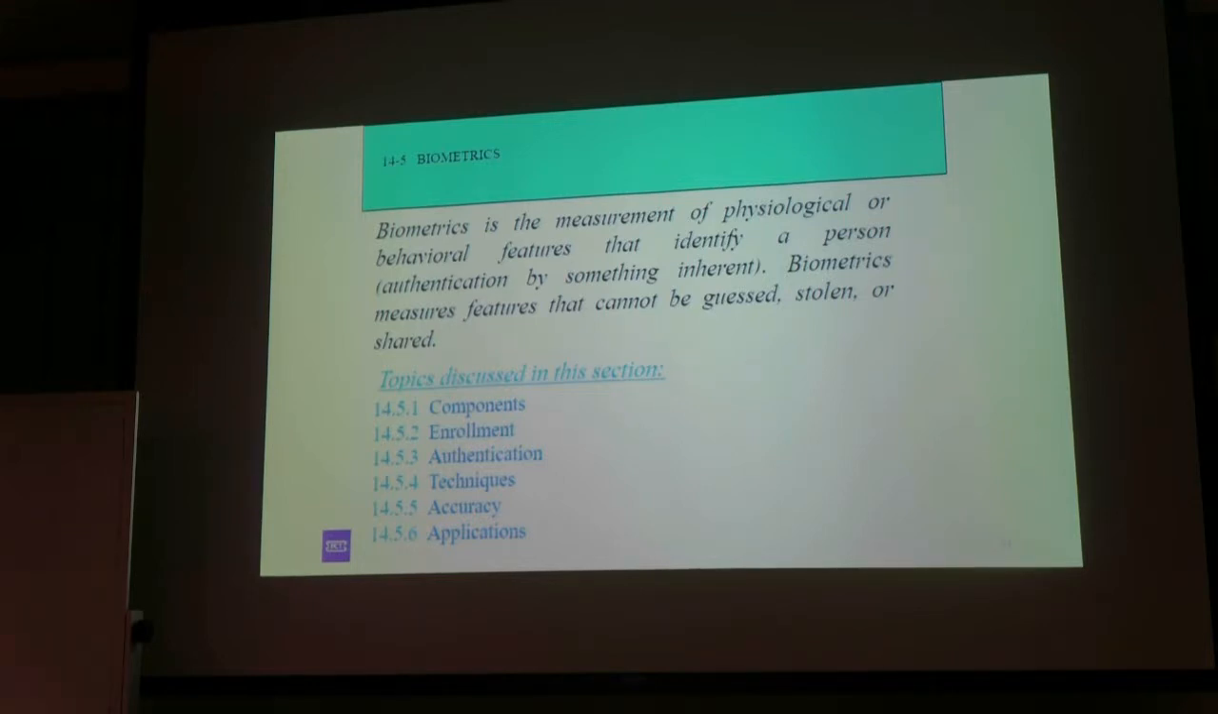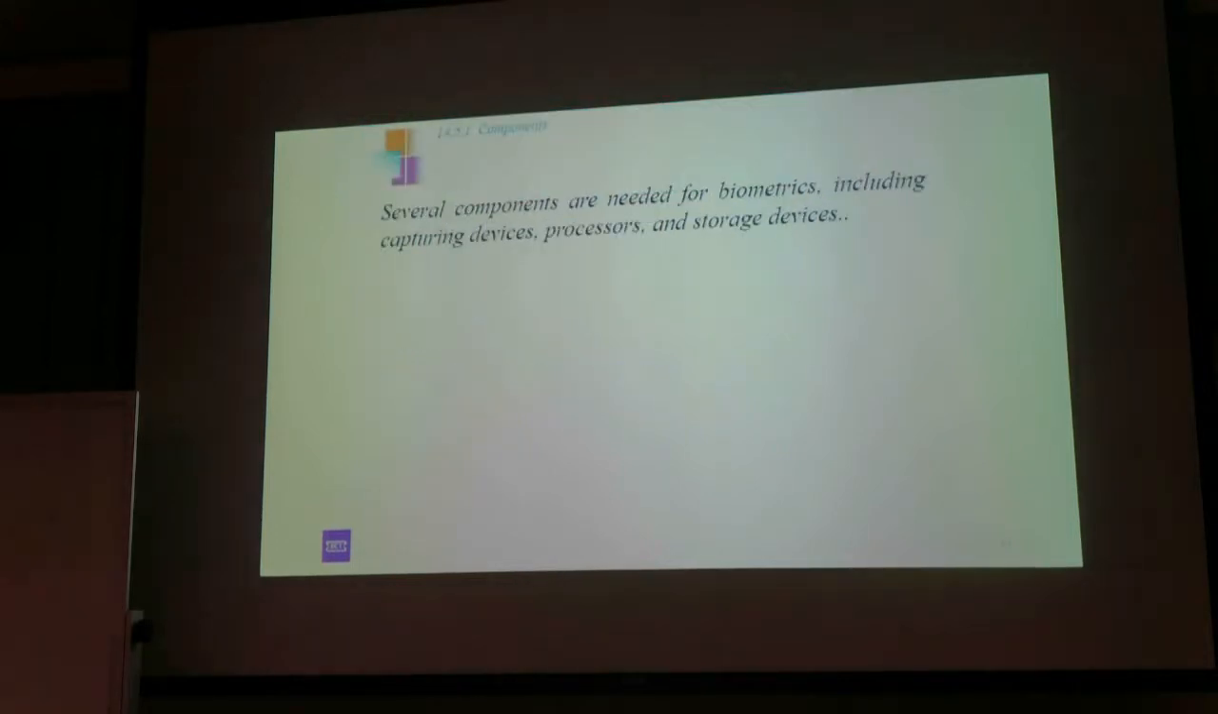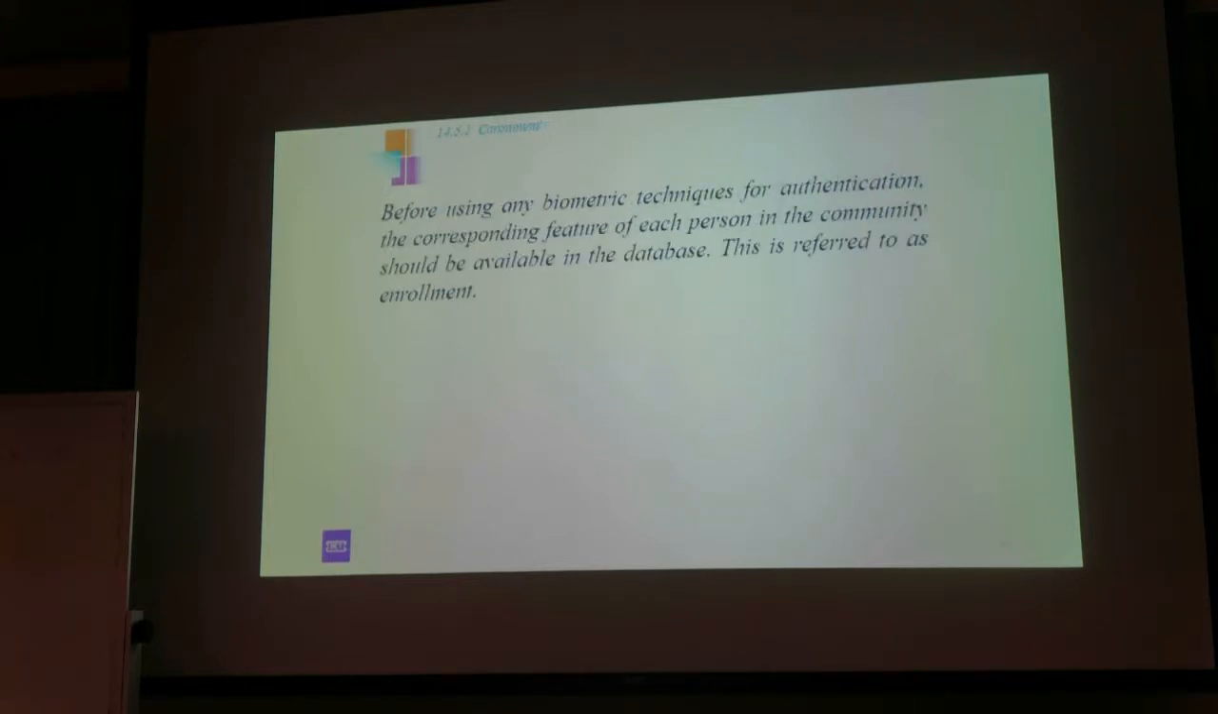So basically, biometrics is a measurement of the physiological or behavioral features that identify a person. All you mentioned is the physiological, not the behavioral. Several components are needed for biometrics, including capturing devices, processors, and storage devices. So it's much more complex because you need to integrate some devices to capture all of that.